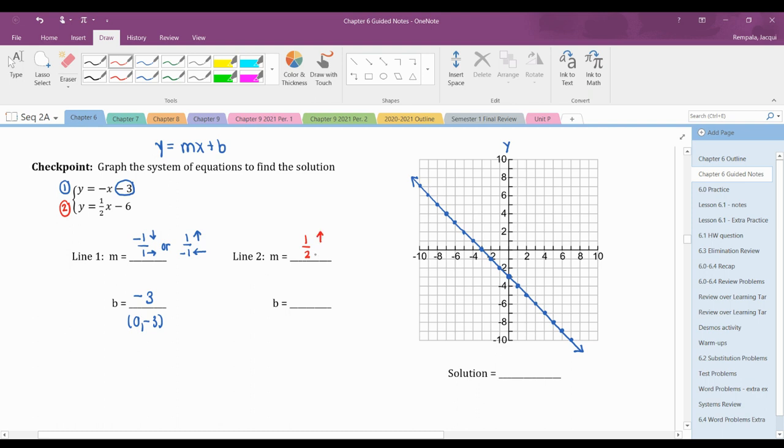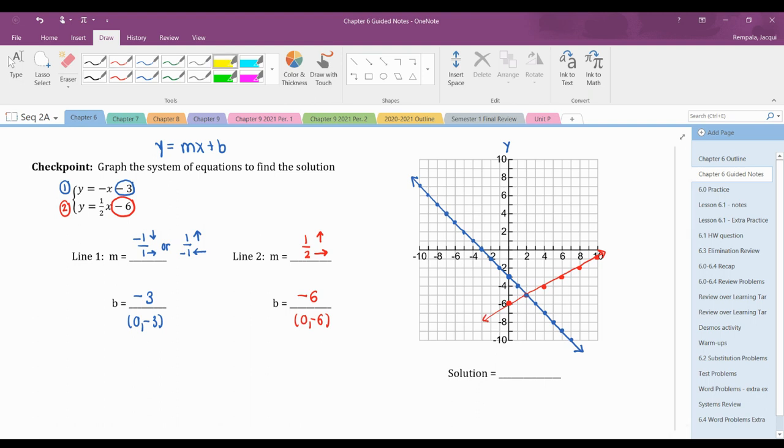If I look at the second line, my slope is going to be 1/2. So I would go up and to the right. Looking at the number not connected, that's negative 6. So 0, negative 6 is the starting point, which is down here. So going up 1 and then 2 to the right, up 1, 2 to the right, up 1, 2 to the right. That is enough information that I can see exactly where they're going to intersect.